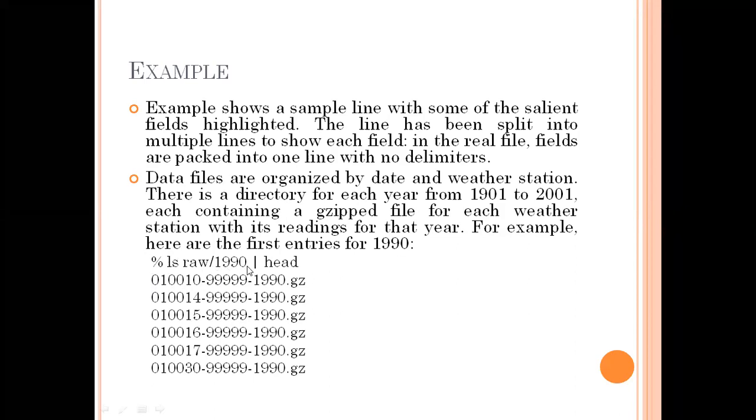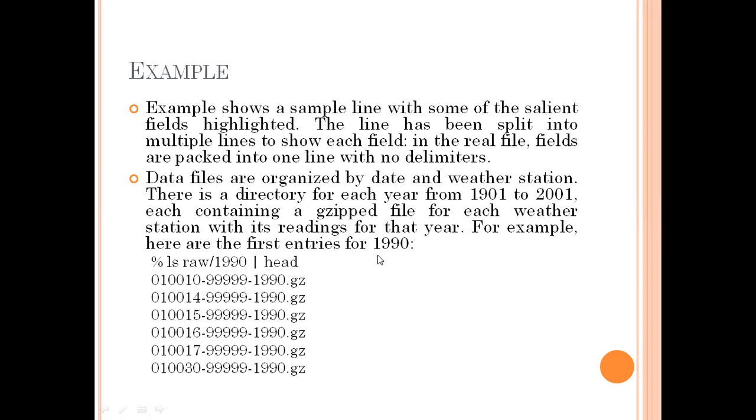We give the command for producing the data from 1990 onward. The data is provided in the gz format, that is the extension, the gzip format. The data files are organized by year and weather station. There is a directory for each year from 1901 to 2001, and each contains a zipped file for each weather station reporting in that year.